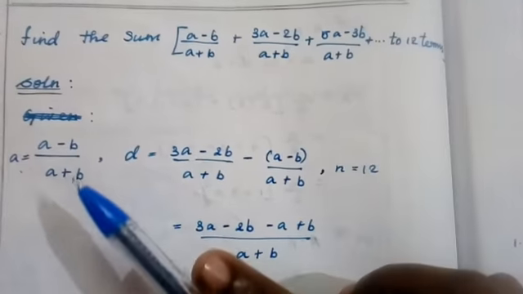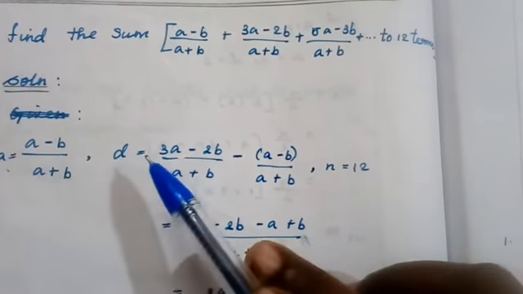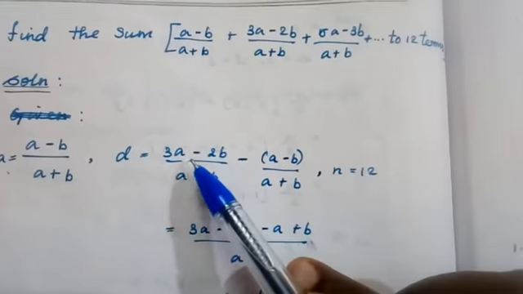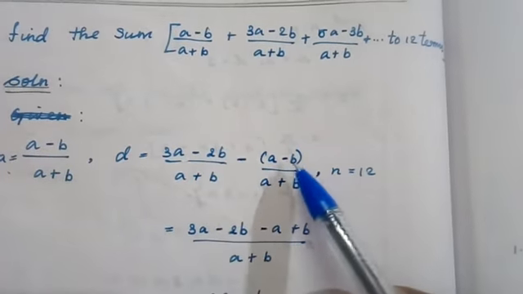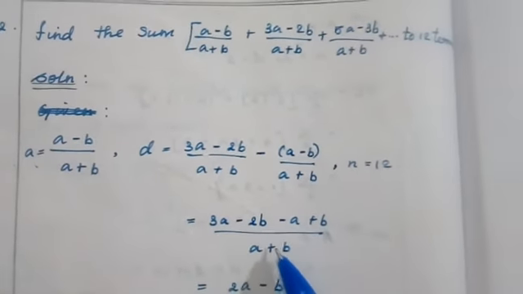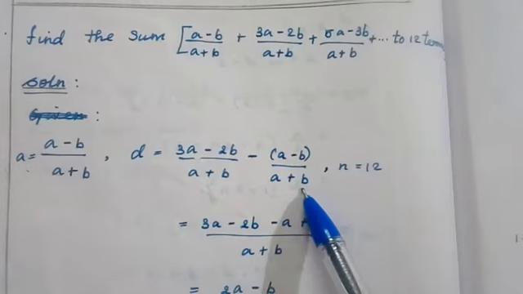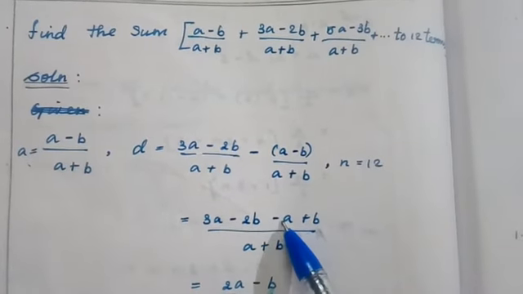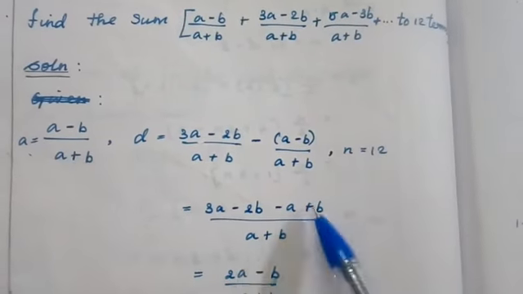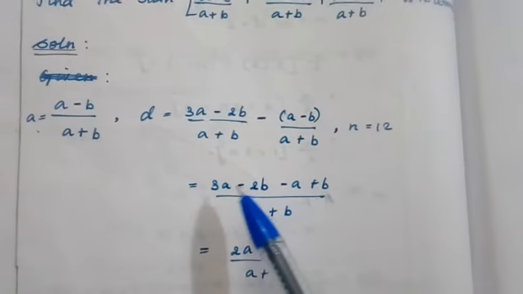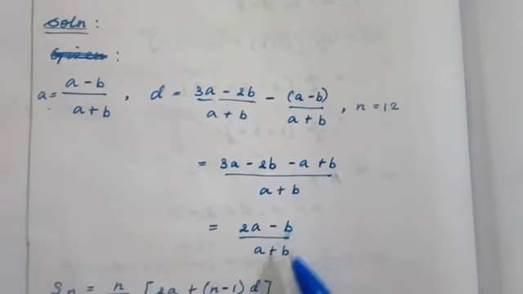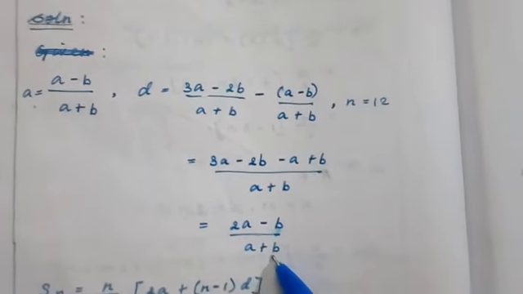So the first term a is equal to a minus b by a plus b. Common difference is t2 minus t1. So that is 3a minus 2b by a plus b minus a minus b by a plus b. You have to simplify this. These two have a common denominator. So 3a minus 2b minus a plus b, minus into minus, plus b, by a plus b. So 3a minus a is 2a, minus 2b plus b is minus b, by a plus b. So it is d.